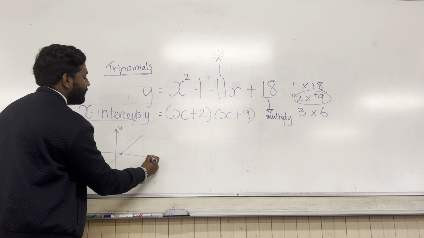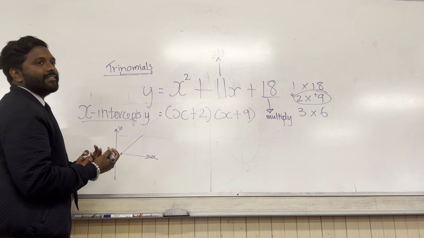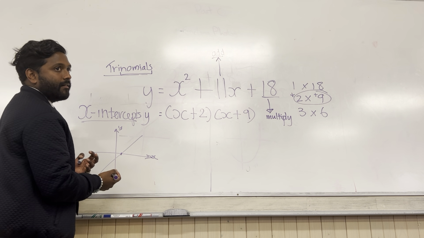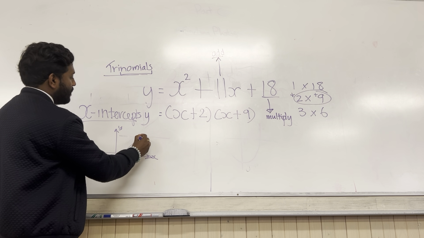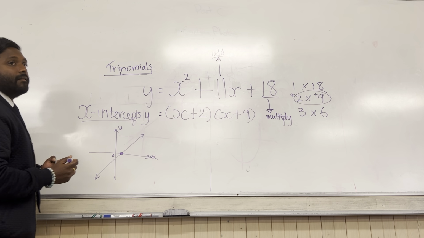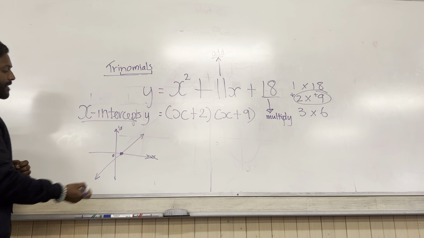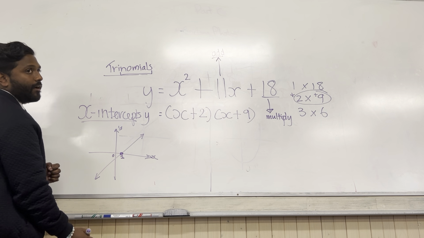What's one fact or one point you know about x-intercepts? Every x-intercept goes horizontal. Well, the axis is horizontal. What else do you know about this particular point? So let's say that coordinate there is 1, and it goes through 1.